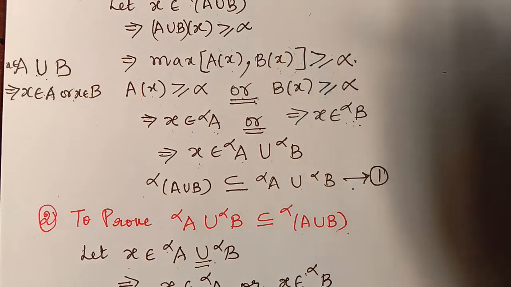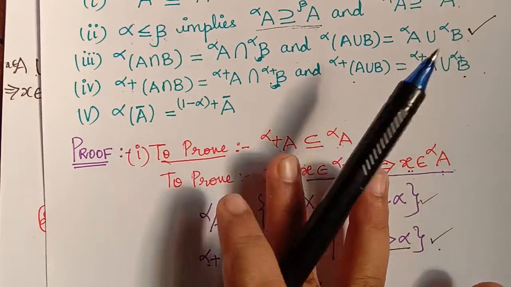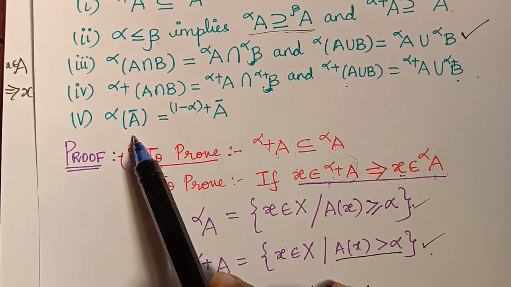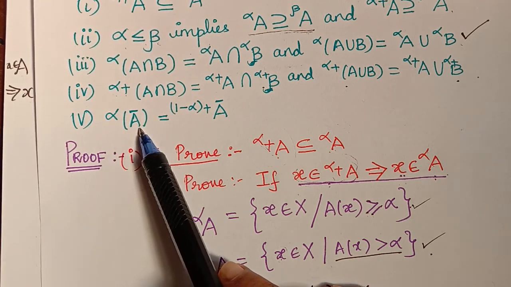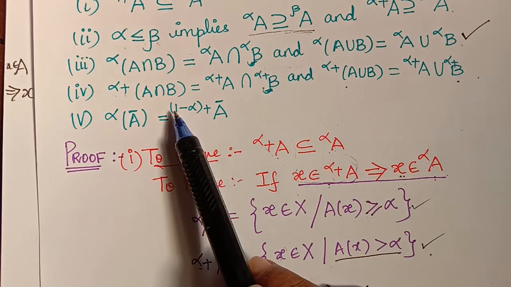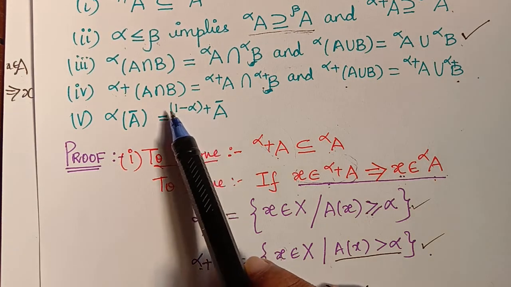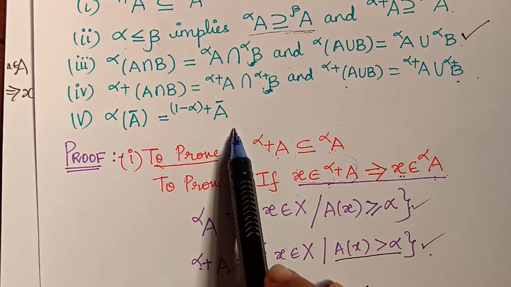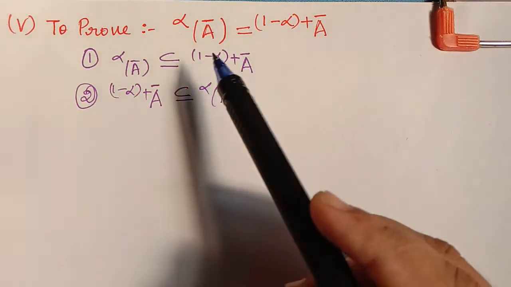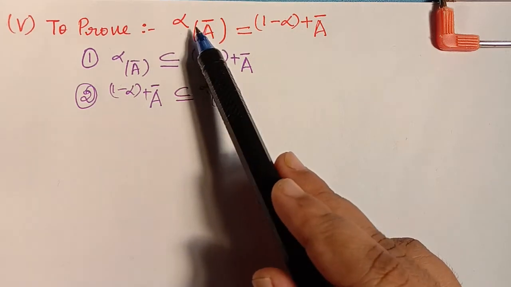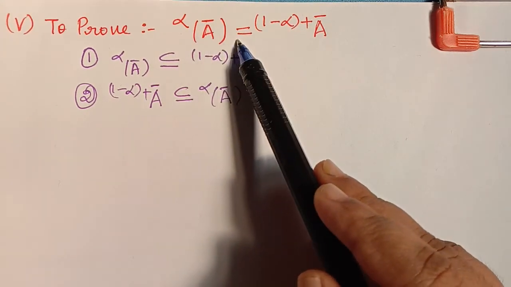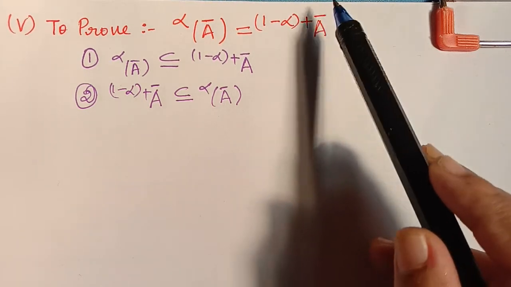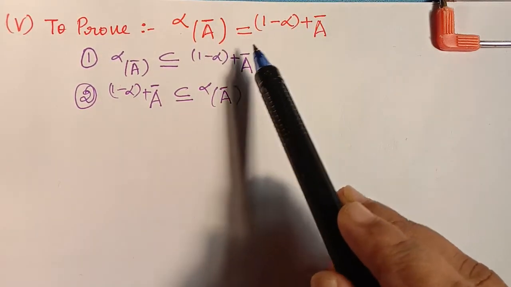So now let's move on to the last property. So the proof of the last property we will see. What does the last property say? Alpha cut of A complement is equal to 1 minus alpha strong cut of A complement. So we shall see the proof of this now. The property 5 states that alpha cut of A complement is equal to 1 minus alpha strong cut of A complement. Now this can be proved in two steps.